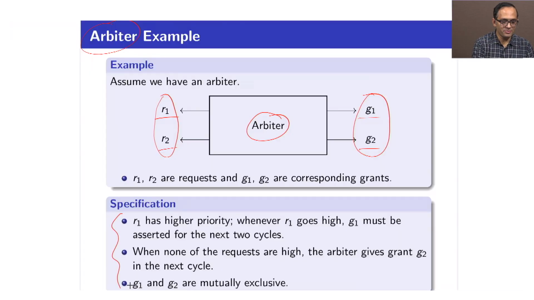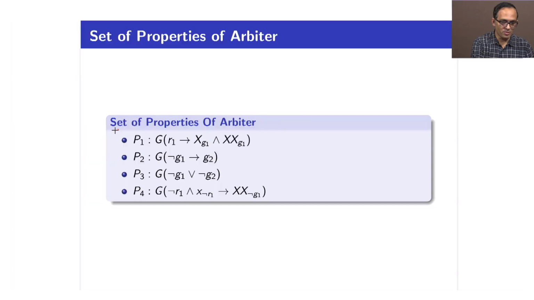The specification given for this arbiter was this, which we have discussed earlier. R1 has the higher priority, so whenever R1 comes, in the next 2 cycles you have to give G1 true. That is the first property. Then, if there is no request, you give G2 access by default in the next cycle. G1 and G2 are mutually exclusive, so you cannot give access to both users at the same time, because you have one resource. We have already discussed the consistency and completeness of this specification, and then we identified these 4 properties that correctly encode it.